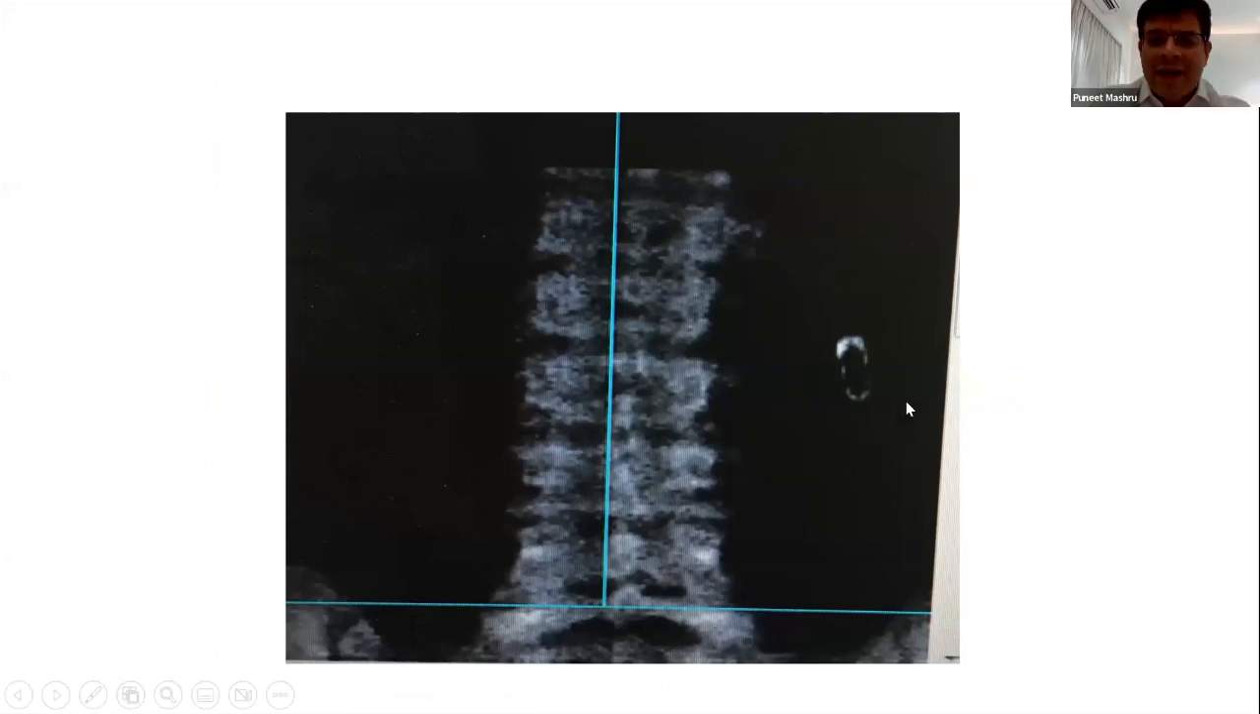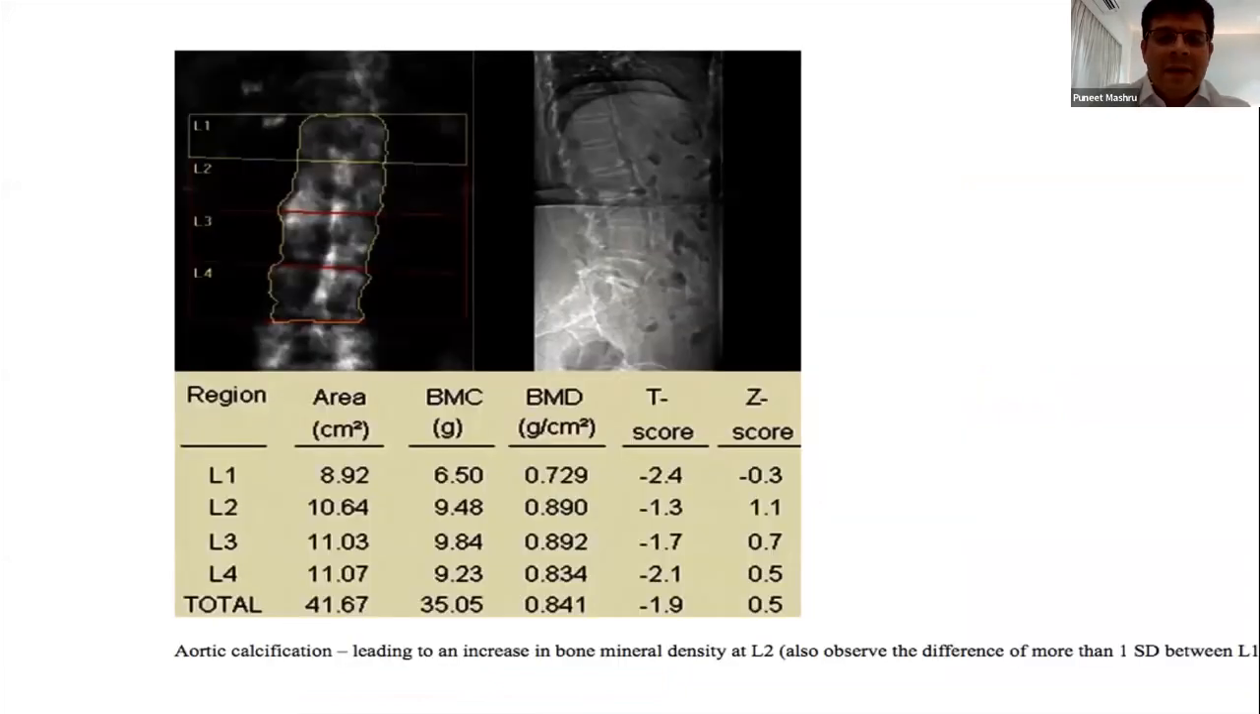This is an artifact of a safety pin over the spine. Sometimes in our elderly population, there is a lot of aortic calcification, and this aortic calcification can falsely elevate the BMD. So getting a lateral DXA, especially in the elderly population, gives you an idea about the calcification, and so whether to consider this BMD value or not.